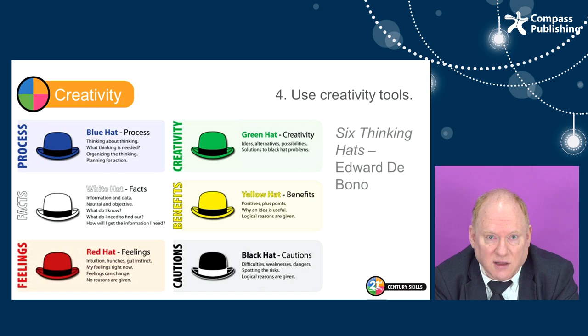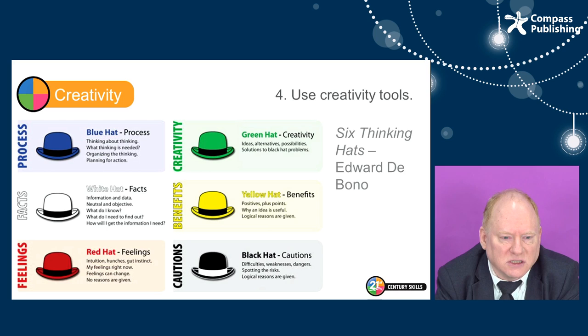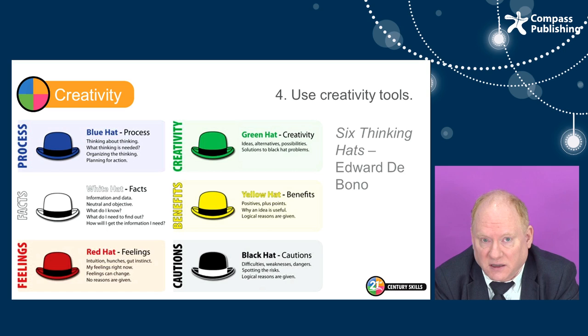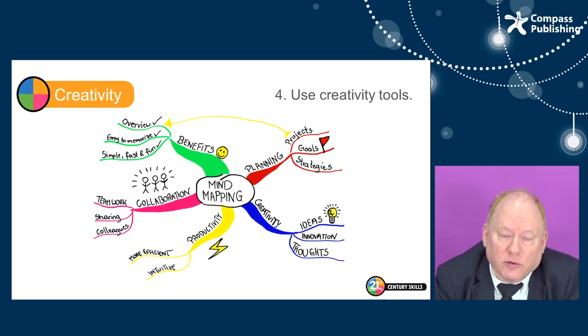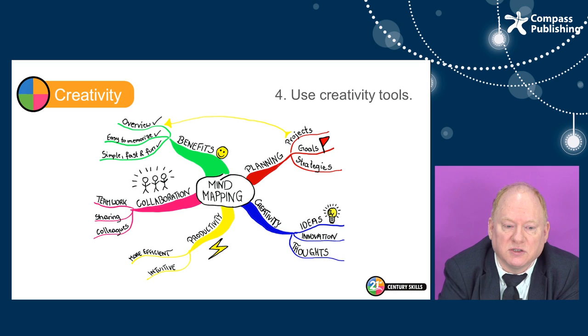And phrases like cautions, feelings, creativity, facts, those kinds of things. What does that do? Well, that gives us a sense that at different points in time, we need different focuses in order to develop our sense of what we are creating. So that's a kind of creativity tool, right? Having six thinking hats. Another kind of creativity tool to use is, of course, mind mapping.